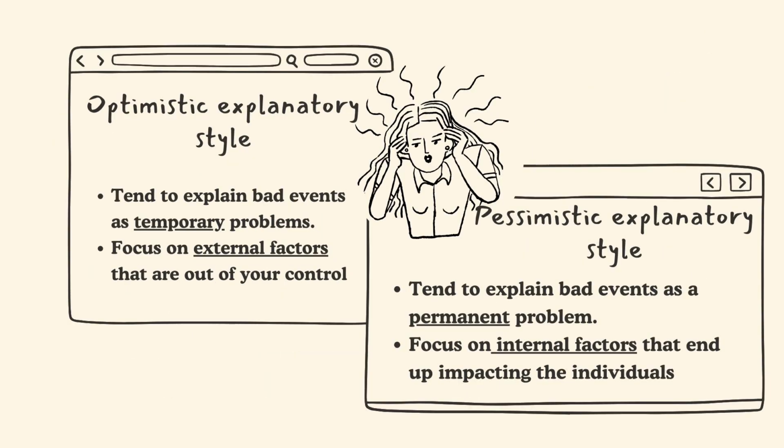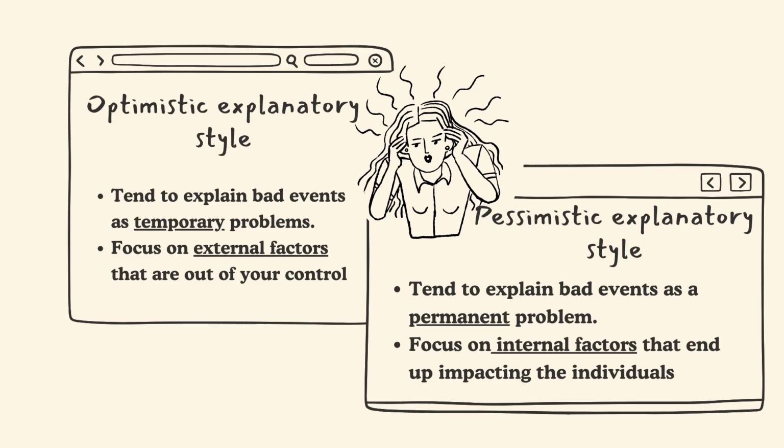So the first one, the optimistic explanatory style, tends to explain bad events as temporary problems, and it always focuses on external factors that are out of your control. Take the example I made a couple seconds ago, the AP exam. If I fail the AP exam, I'll blame it on temporary problems, which is exactly the day I'm taking the exam. I hate the weather and I got sick. I don't like the school I'm taking the AP exam at. All of those are temporary problems. I'm going to blame it on the external factors, not because of me.